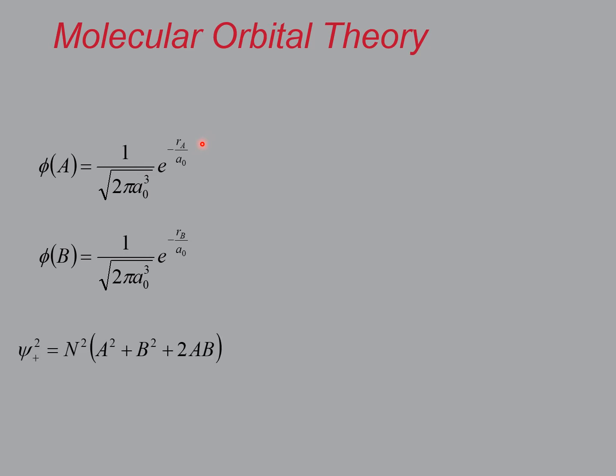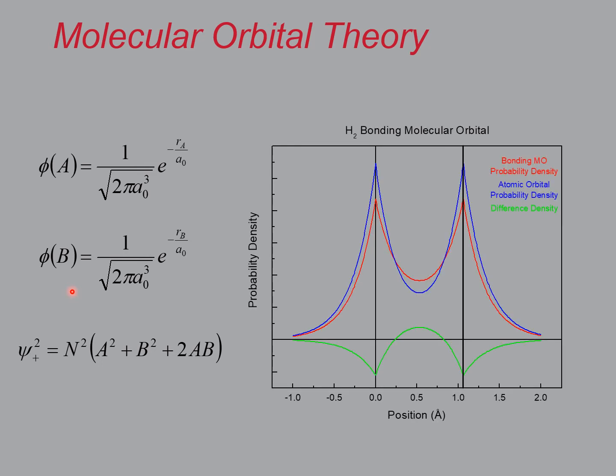And in particular, I could say that my molecular wave function is equal to this wave function squared plus this wave function squared plus twice the product of them times a constant. And that is the wave function for a molecular orbital or a molecular electron state. And it looks like this. So, okay, pay attention. There's a lot to unpack in this graph.